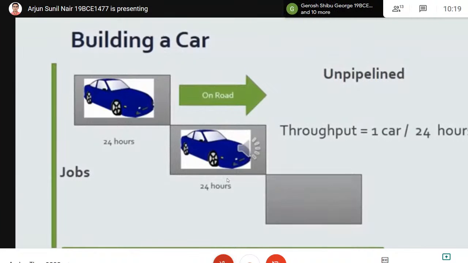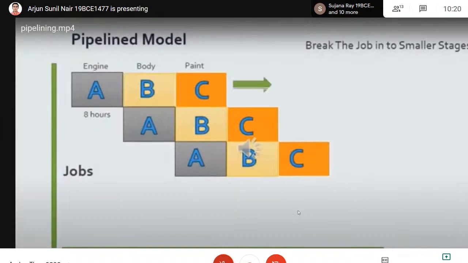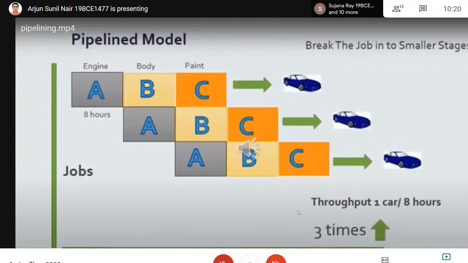Basically, what's happening here is the process of building a car. In a non-pipeline architecture, it takes 24 hours to build a car and deploy it on the road, so the throughput is 1 car per 24 hours. Now we divide this task into 3 different tasks: engine, body, and paint. The engine team will create the engine for the car, the body team will create the outside metal surfaces for the car, and the paint team will paint it.